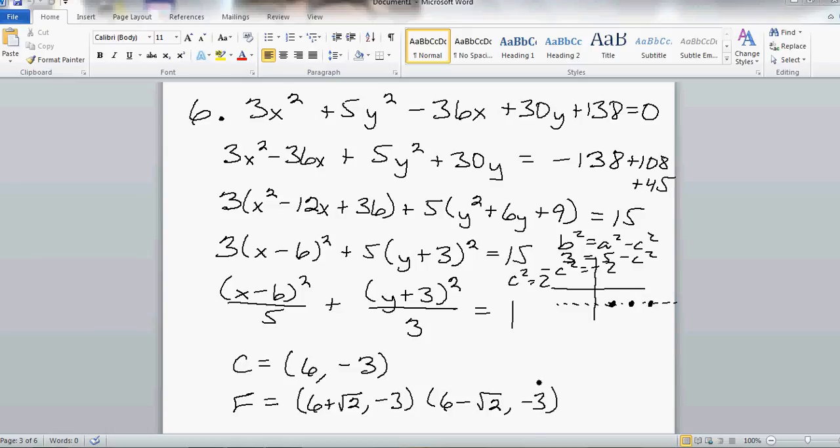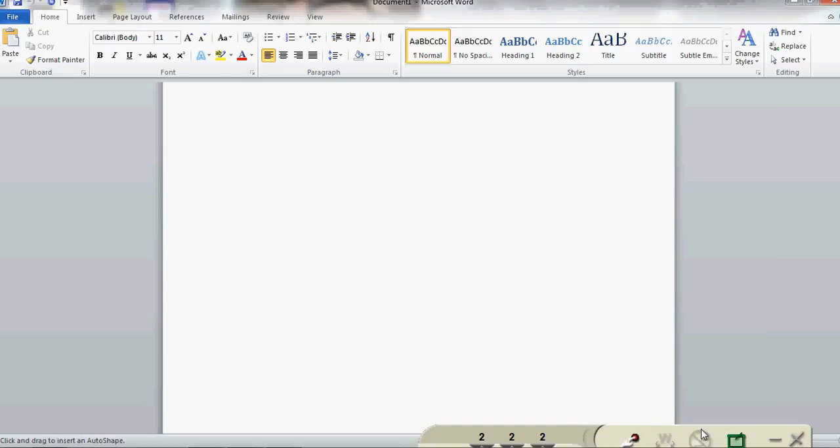Negative 3. And so there's the foci. And then finally the vertices. The vertices are going to go from the center, they're going to go a away. Well, a squared is 5, so a would equal the square root of 5. So I need to go square root of 5 beyond this point in this direction, and then coming back this way. So if I add 5 here, need just a little bit more room.